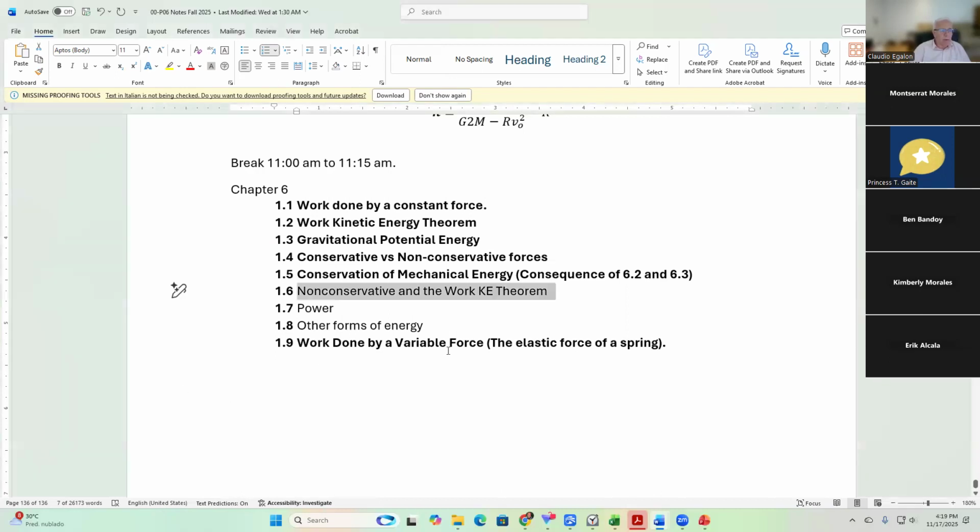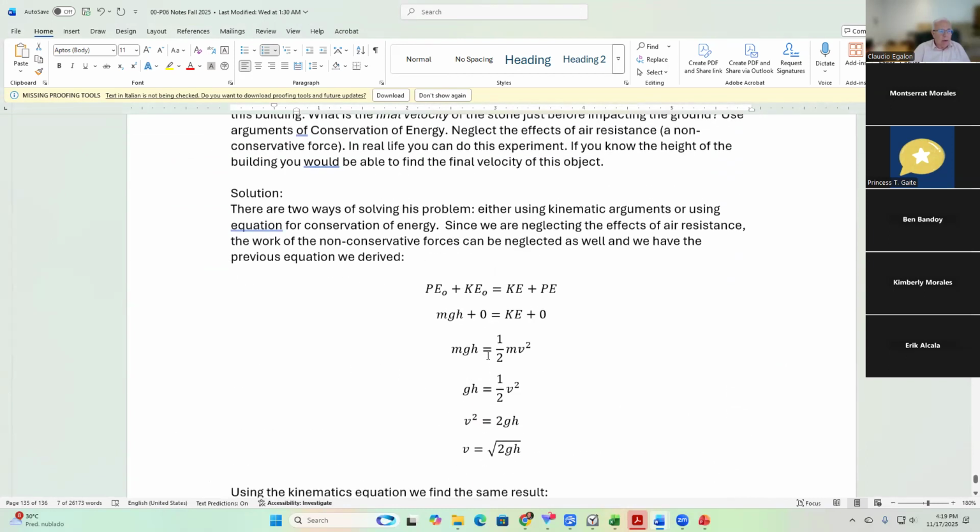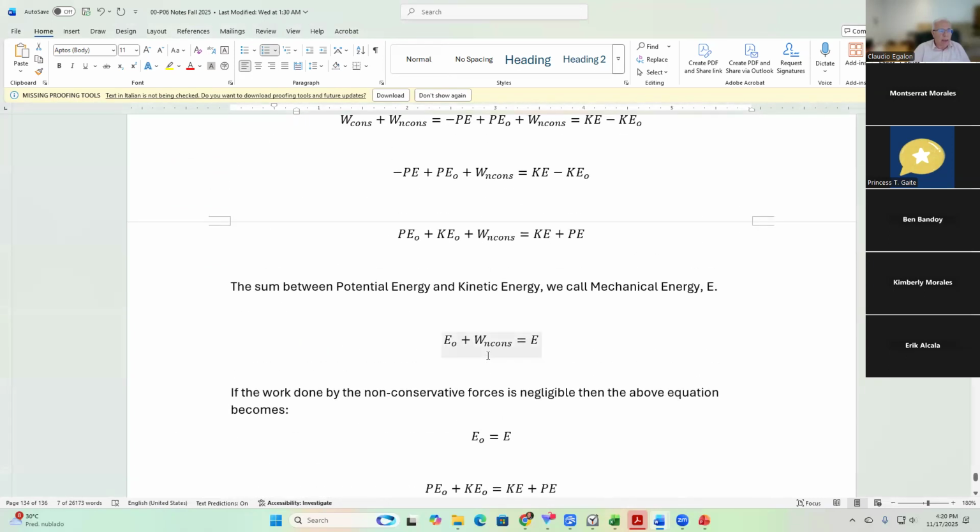Well, for the non-conservative force, all you have to do is apply that equation. That gives the work done by the non-conservative force. This one right in here, this equation here. All you have to do, okay?